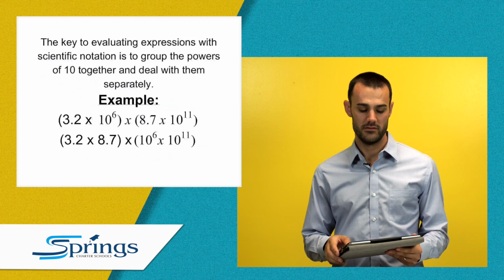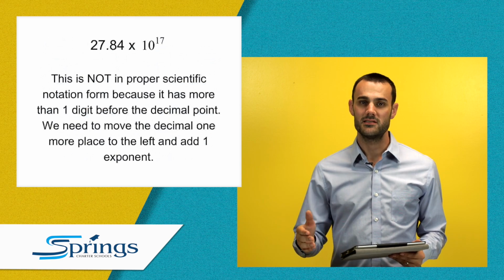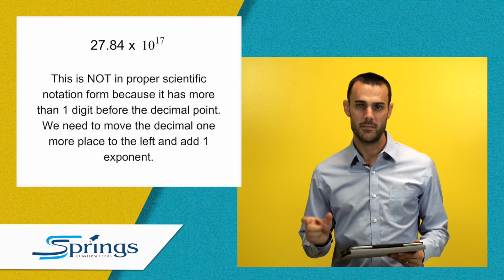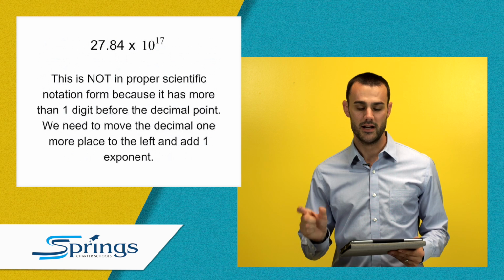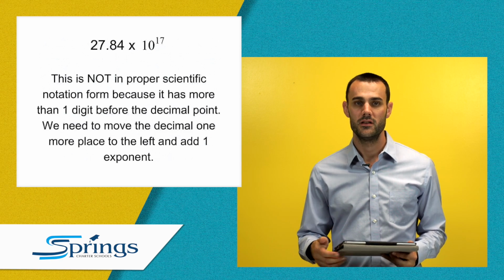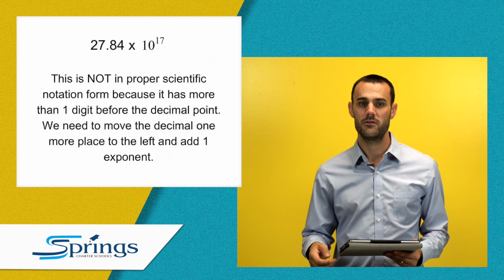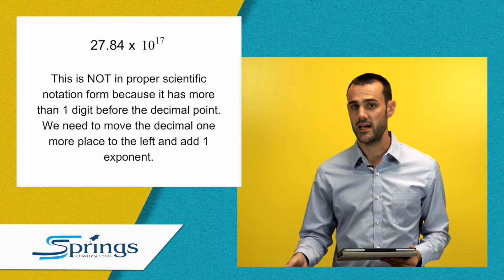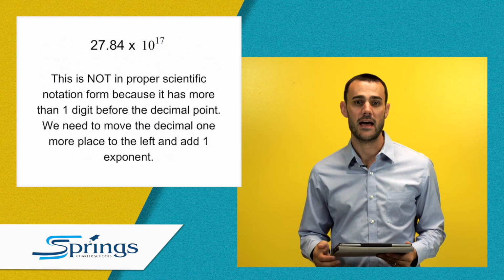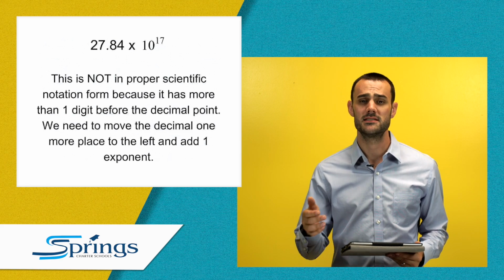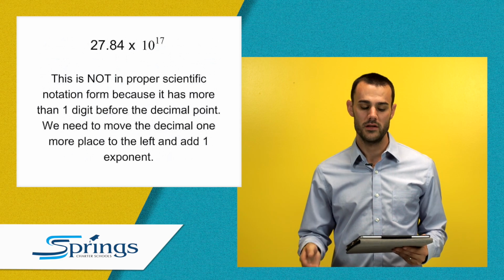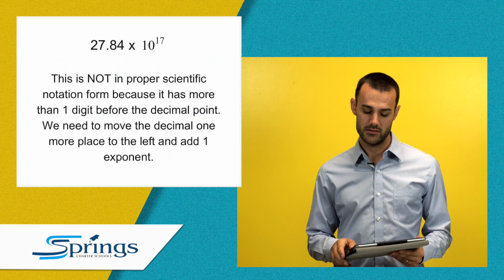So 3.2 times 8.7 gives us an answer of 27.84. Now I also added my exponents on my previous page, and I got 10 raised to the 17th power. However, we're not quite done yet. You can notice here that 27.84 does not fall between 1 and 10. We need to figure out how to make that number fall between 1 and 10 so we can say that we have an expression that's in scientific notation format. So we need to move that decimal place 1 spot to the left. Let's go ahead and do that.